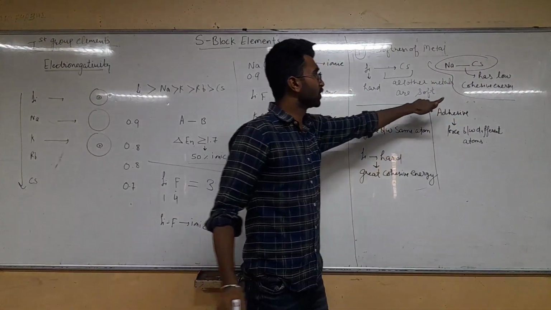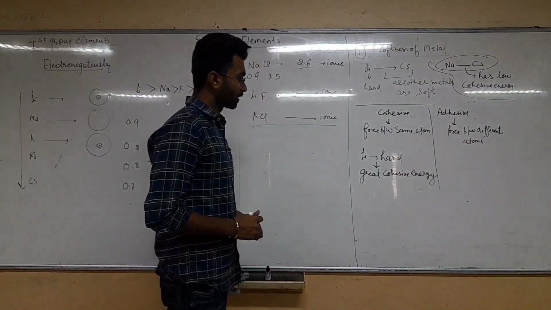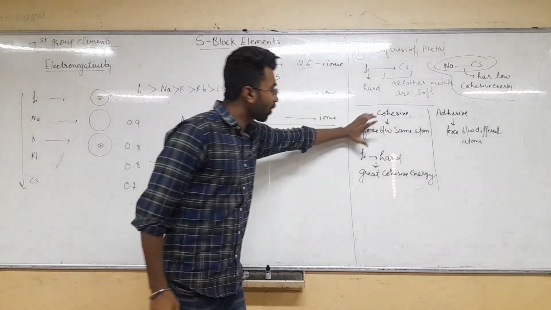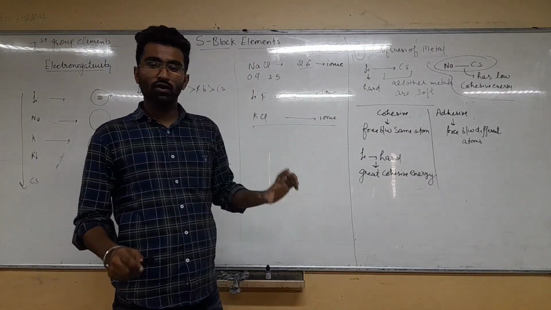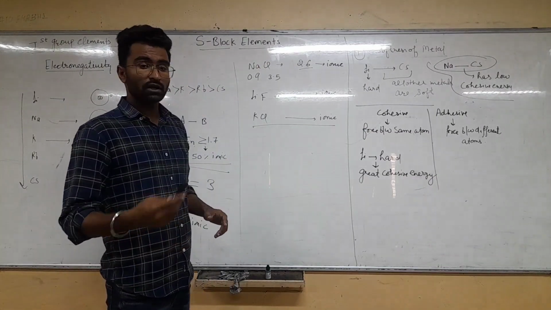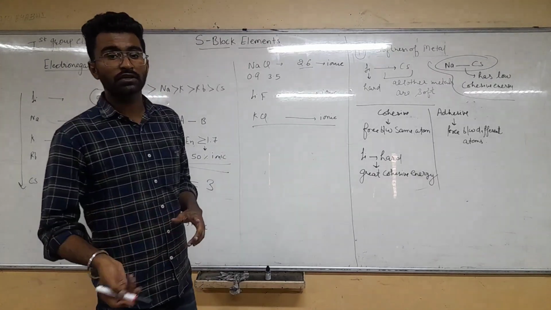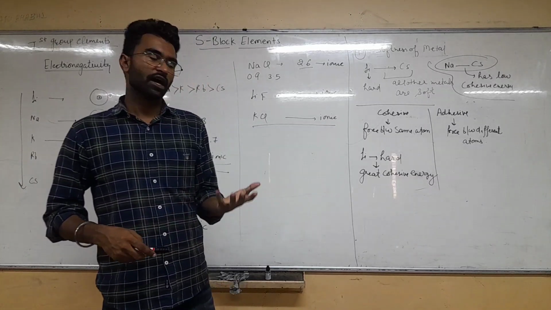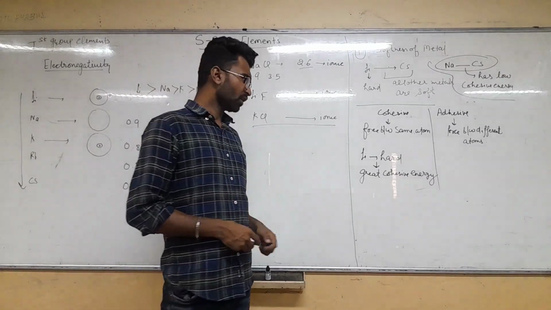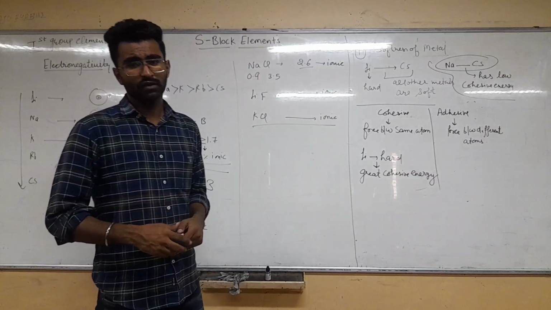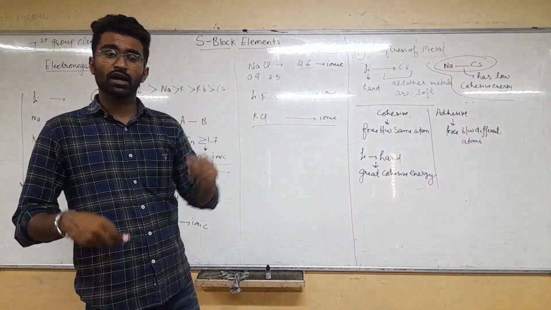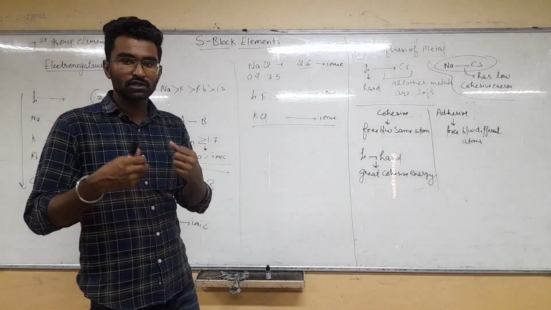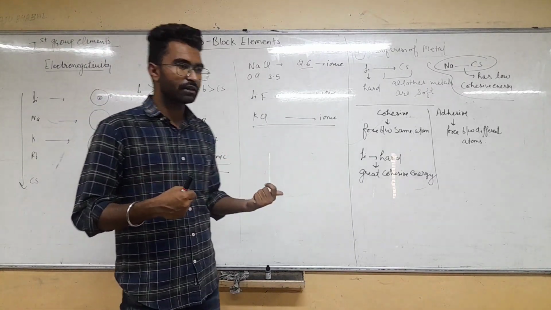Sodium to cesium has low cohesive energy. One more property we can conclude from the cohesive energy is the melting point. What is the melting point? The temperature at which the substance melts. If an element melts at a low temperature, it means it has a low value of cohesive force between its atoms.